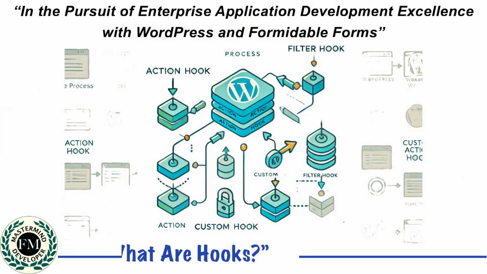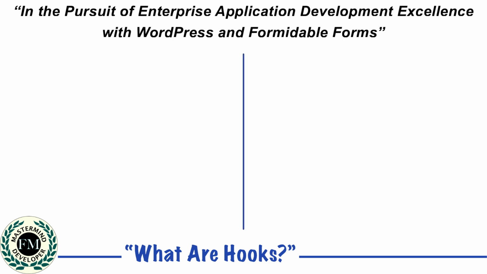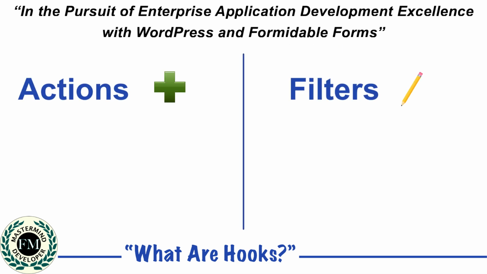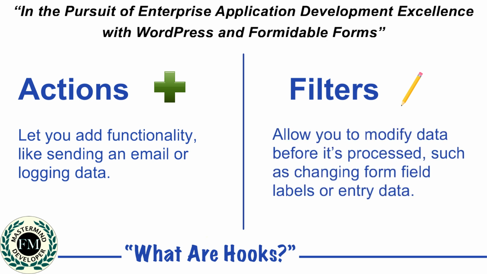Let's start with the basics. Hooks are a way for developers to add or modify functionality without changing the core code of WordPress or a plugin like Formidable Forms. There are two types of hooks, actions and filters. Actions let you add functionality like sending an email or logging data. Filters allow you to modify data before it's processed, such as changing form field labels or entry data.